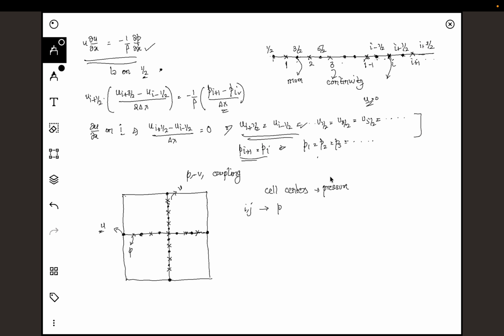Then velocity will be stored on i plus half comma j. So essentially i plus half, i minus half, all those half coordinates along the i direction will have u, and similarly all the j half coordinates will have v. Instead of 1 by 2, I can write it more generally as i plus n by 2 comma j and i comma j plus n by 2, where n is some integer depending on whatever your domain size is.